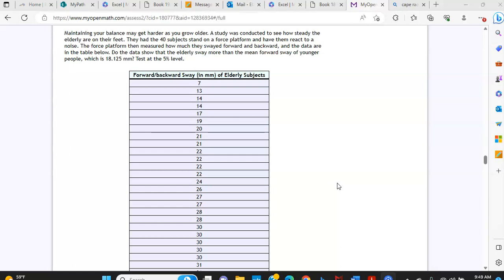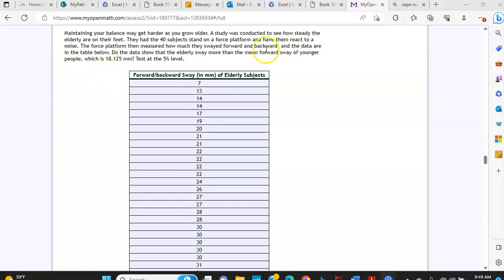Maintaining your balance may get harder as you grow older. A study was conducted to see how steady the elderly are on their feet. They had the 40 subjects stand on a forced platform and have them react to a noise. The forced platform then measured how much they swayed forward and backward, and the data are in the table below. Do the data show that the elderly sway more than the mean forward sway of younger people, which is 18.125?